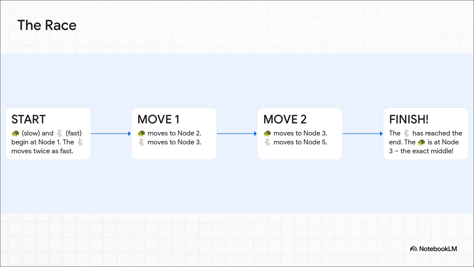Okay, next move. The tortoise plods along with 3, and the hare jumps to 5. And stop. The hare hit the end of the line. Now let's look back. Where's our slow and steady tortoise? It's sitting right at node 3. The exact middle. It's an amazing trick. By the time the fast runner finishes the race, the slow walker is always at the halfway point.